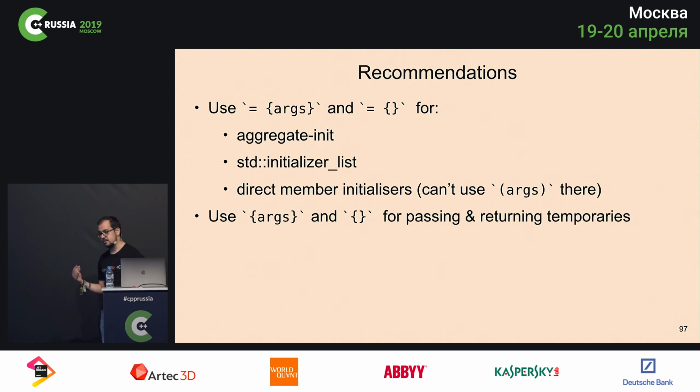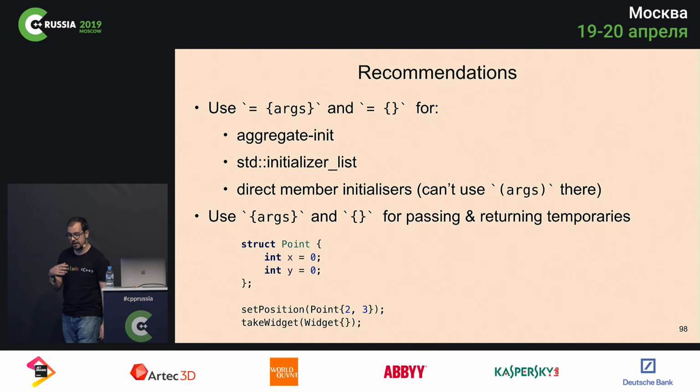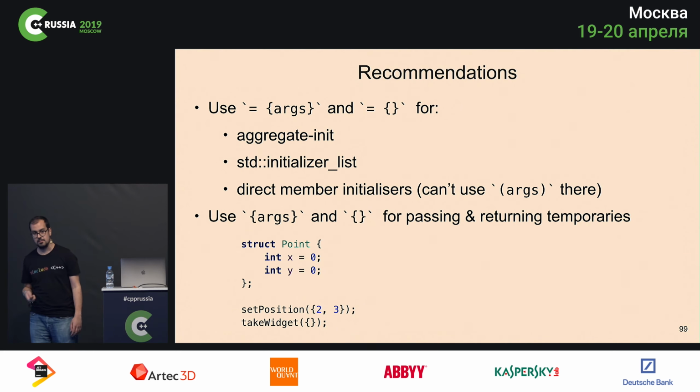And the other case is they're also really useful for passing and returning temporaries, right? So if you quickly want to create a temporary, and you don't want to run into parsing problems, you can do that, and if you quickly want to value initialize a temporary, you just do curly curly, that's always going to work. And often you can actually omit the type name at all and just use the brace init list. That only works with braces. So this is where they're really useful and where I use them.